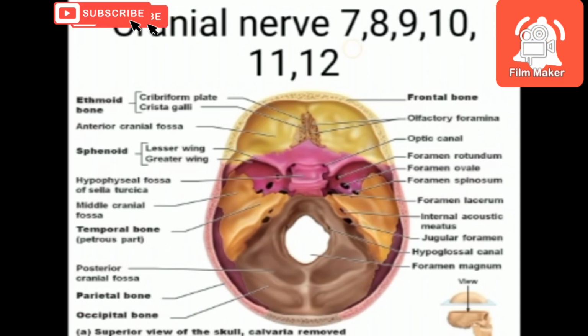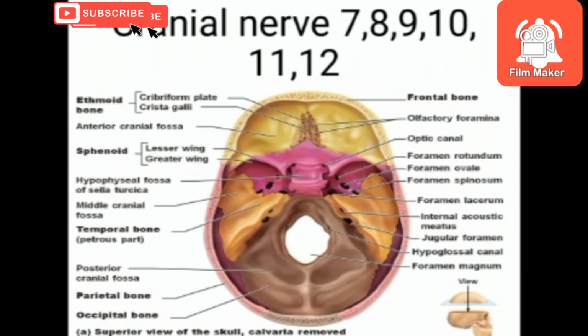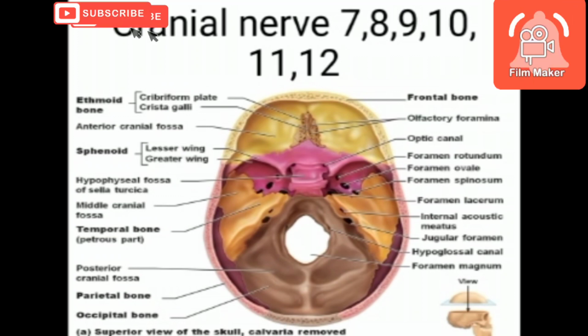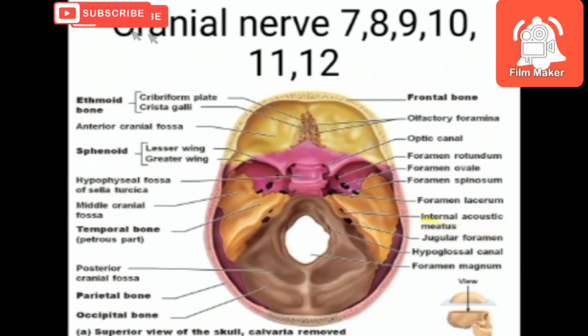Our seventh and eighth cranial nerves pass through the internal acoustic meatus. The internal acoustic meatus is also known as the internal auditory canal or internal auditory meatus. It lies within the petrous part of the temporal bone of the skull between the posterior cranial fossa and the inner ear. If you remember, the labyrinthine artery also passes through this internal acoustic meatus.